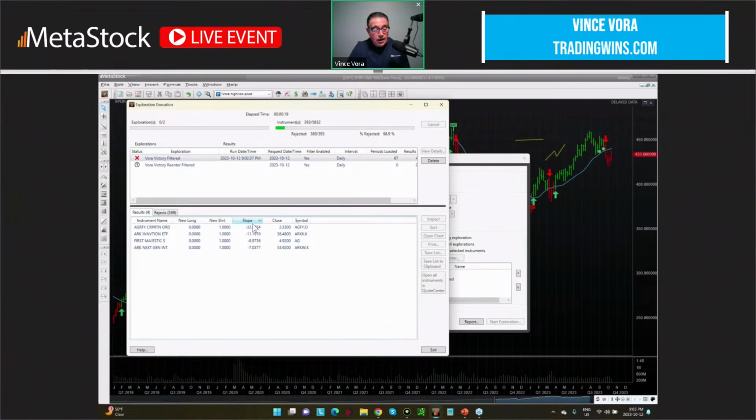Then the slope, you can click on the title here and sort it by slope. The higher the number, the better. Since these are shorts, it's a negative number, right? So the higher the slope number, the higher the degree of slope. Here you have the closing price and the symbol. You can cut and paste this into a watch list. You can click on it, click open chart and have a look at it, whatever you want. Super, super handy. All right.